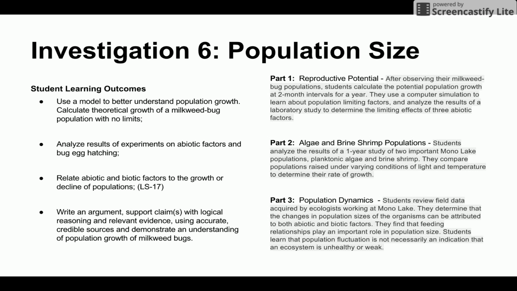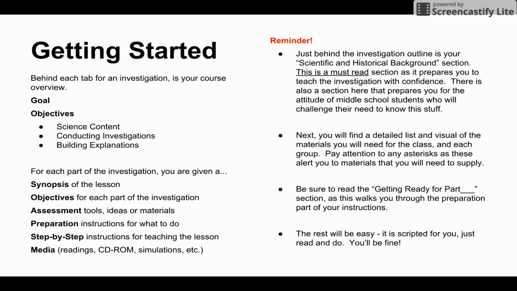Part 1, Reproductive Potential. Students will use a model to better understand population growth. They will calculate theoretical growth of a milkweed bug population with no limits. In Part 2, algae and brine shrimp populations, and Part 3, population dynamics, students will relate abiotic and biotic factors to the growth or decline of populations. As always, I have included the Behind the Tab investigation matrix for your review.